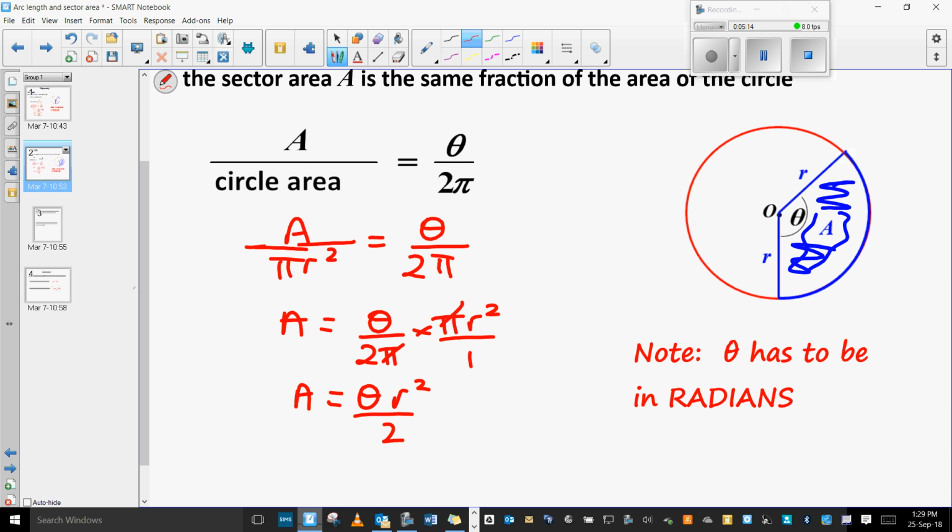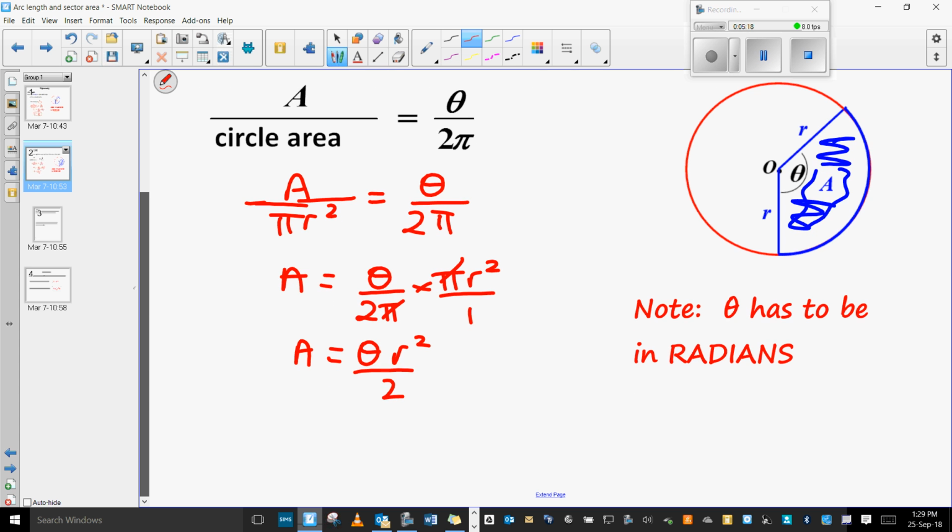Now that looks a bit weird. How it's normally written is that area is 1/2 theta r squared, or 1/2 r squared theta, but it all means the same. Again, you get given that. You don't have to learn it. You need to just practice questions with it.